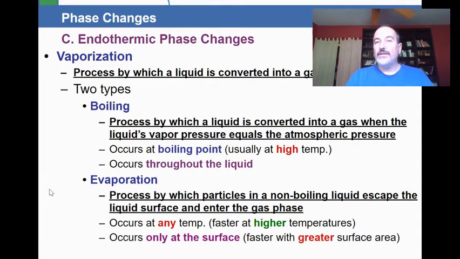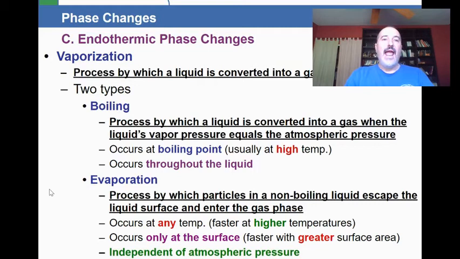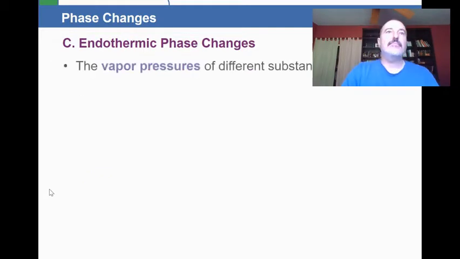And since it only occurs at the surface, it occurs at a faster rate when the surface area is greater. I mean, if you think about it, if you take a glass of water and you leave it out, it will eventually evaporate. But you take that same glass of water and you spill it on the ground, it'll evaporate much faster, okay? And remember, it's independent of atmospheric pressure. It only depends upon the vapor pressure of the substance, okay?